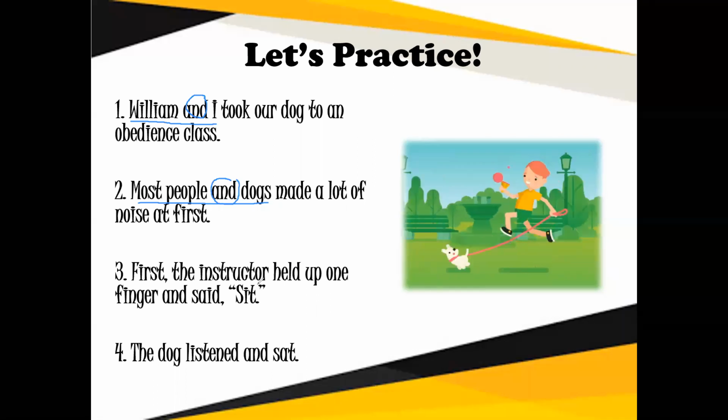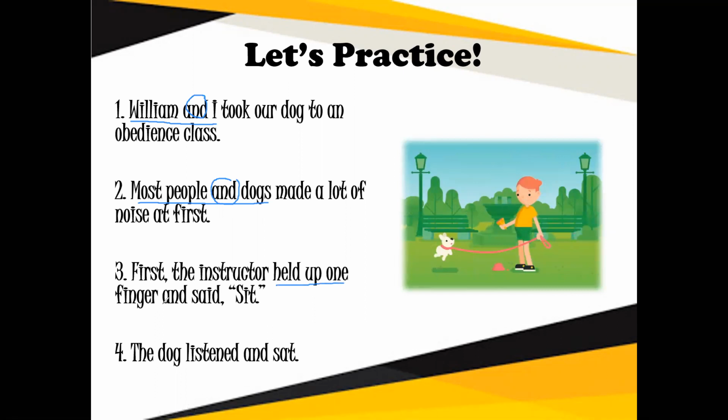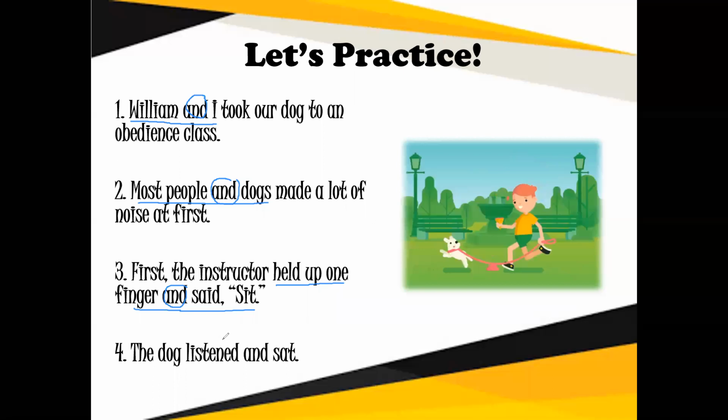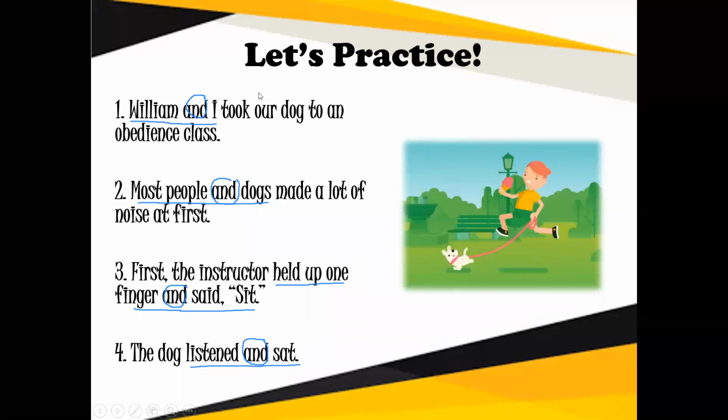In the third sentence, you have the compound predicate, "held up one finger and said sit." You have two verbs connected by the conjunction "and," held and said. We do not have a compound subject in this sentence. Lastly, in the fourth sentence, you have the compound predicate, "listened and sat." Again, two verbs connected by the conjunction "and." We do not have a compound subject in this sentence.